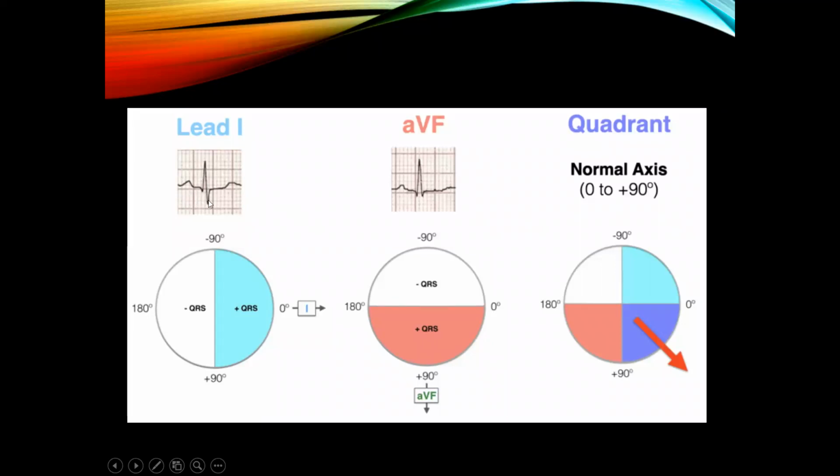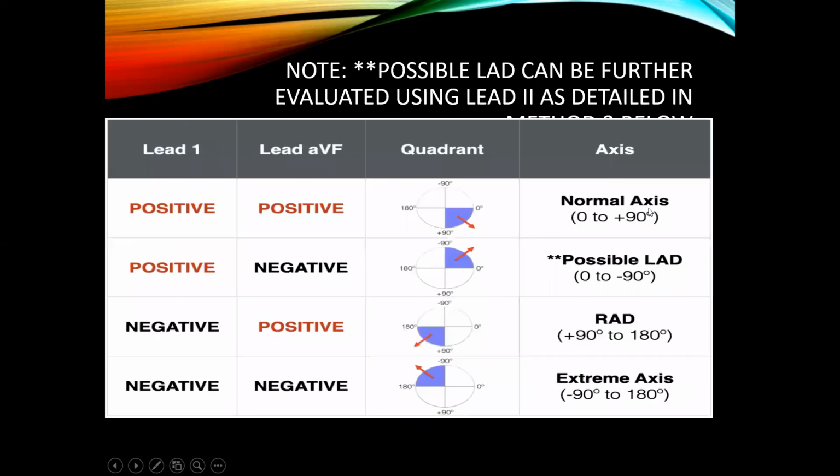Here, lead 1 is positive and lead AVF is positive, so this is our normal axis between 0 and 90 degrees. If lead 1 is positive and lead AVF is negative, that is a possible left axis deviation. If lead 1 is negative and lead AVF is positive, possible right axis deviation. And if both lead 1 and lead AVF are negative, there is extreme axis deviation.